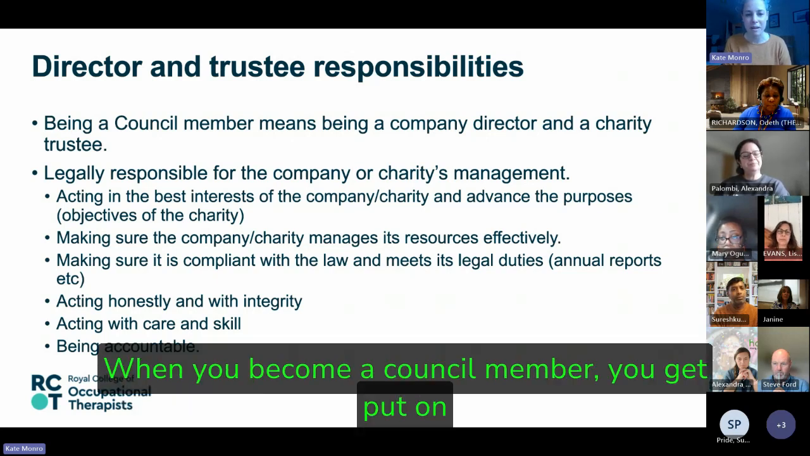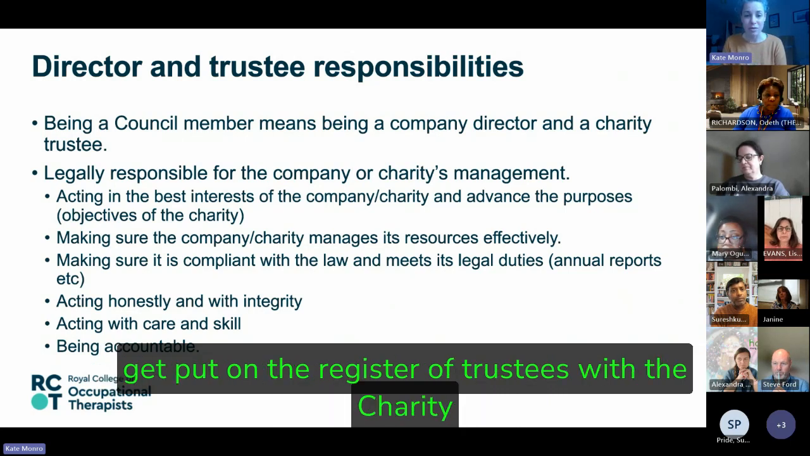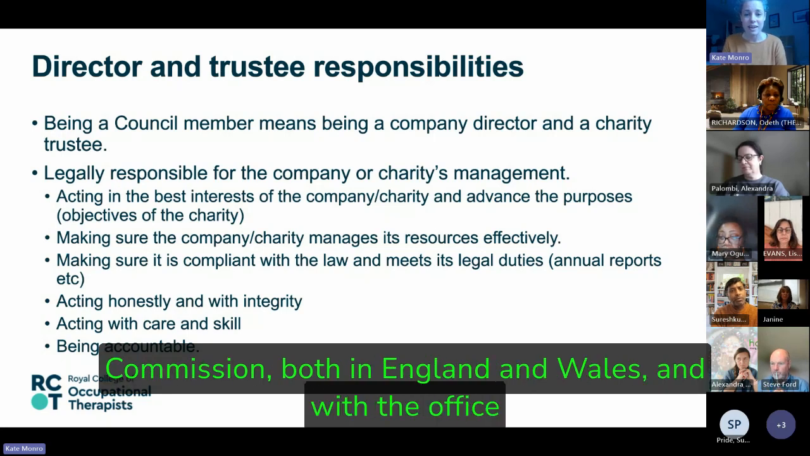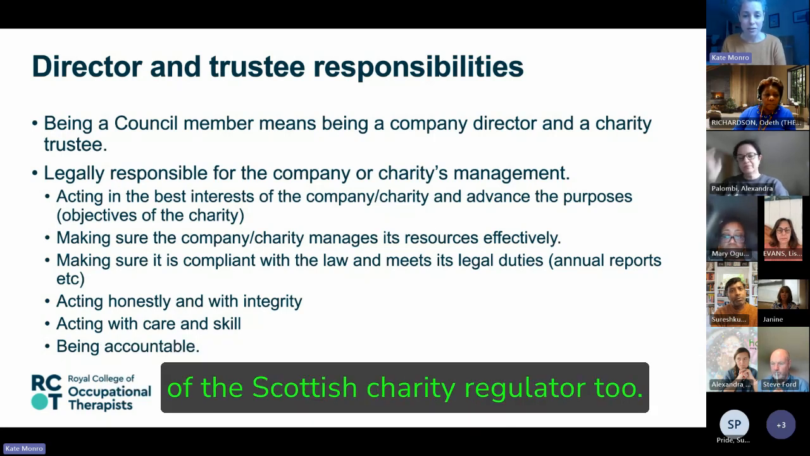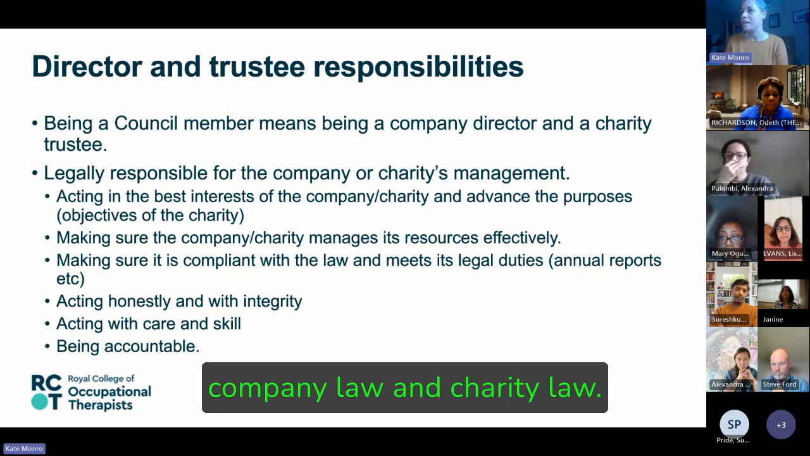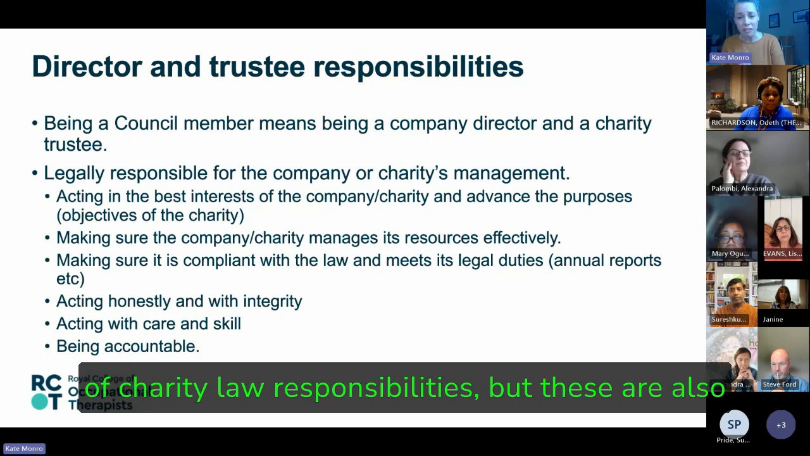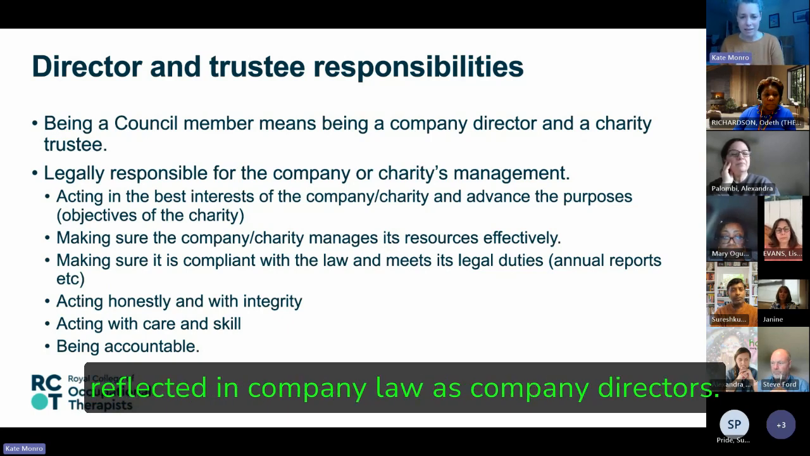So when you become a council member, you get put on the company director's register at Companies House, and you also get put on the register of trustees with the Charity Commission, both in England and Wales, and with the Office of the Scottish Charity Regulator too. And there's responsibilities under both company law and charity law. These ones that I'm going to talk through are largely the charity law responsibilities, but these are also reflected in company law as company directors.